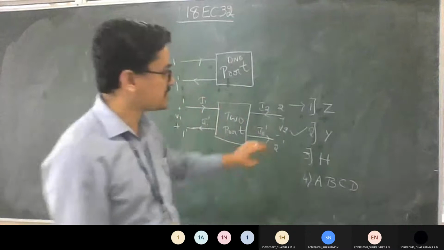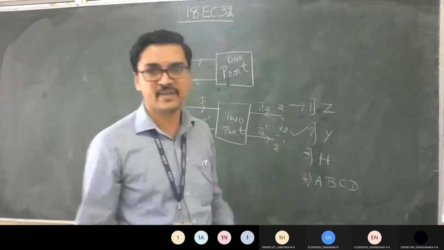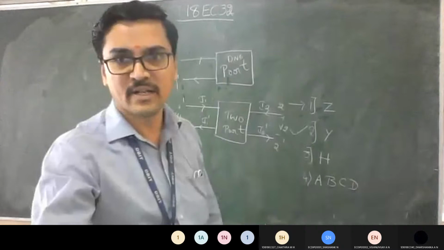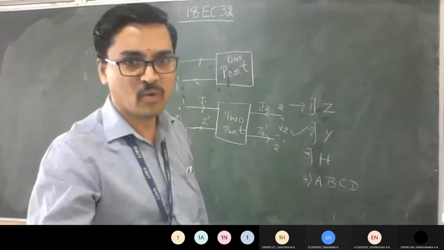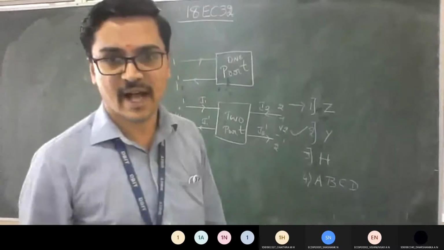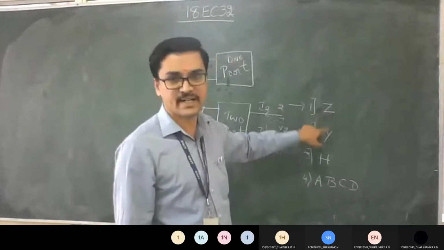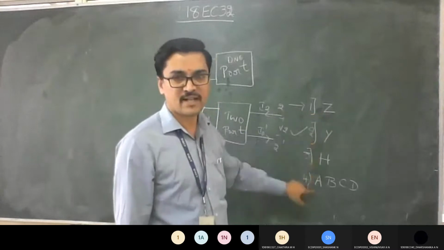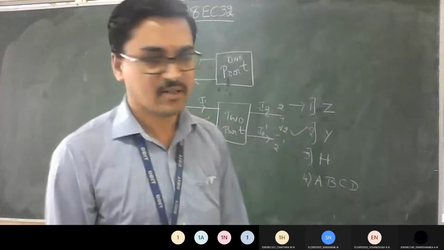Then the 4 parameters are Z, Y, H and ABCD. The Z parameter is also called the impedance parameter, Y is also called the admittance parameter, and H is also called the hybrid parameter. Hybrid, because it is a combination of Z and Y. And the last is the ABCD parameter, also called the transmission parameter.